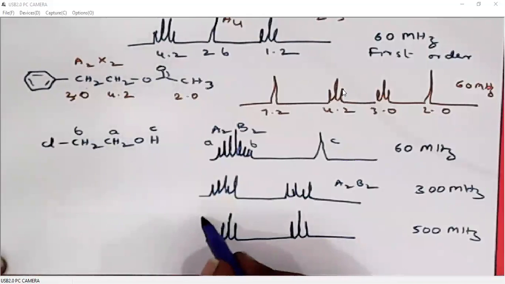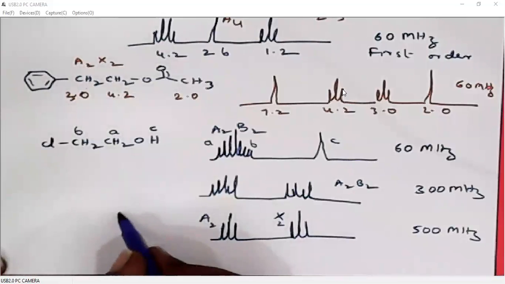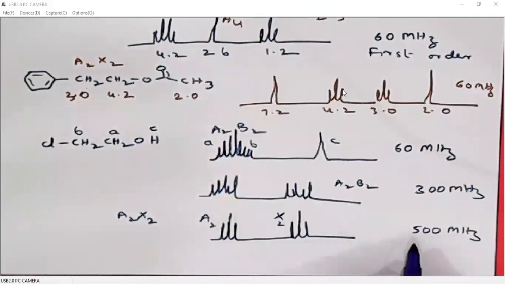Now it is very clear, right? It is A type and it is X type. So this becomes A2X2 at very high magnetic field. So this is how we compare second order spectra and first order spectra at low magnetic field and high magnetic field respectively. Now we will look at some more examples.